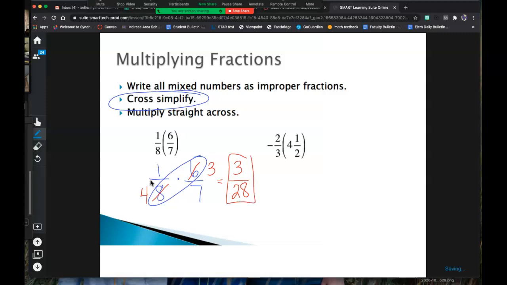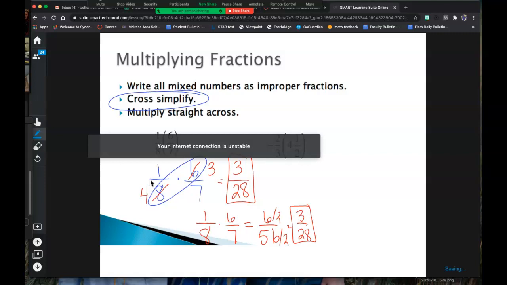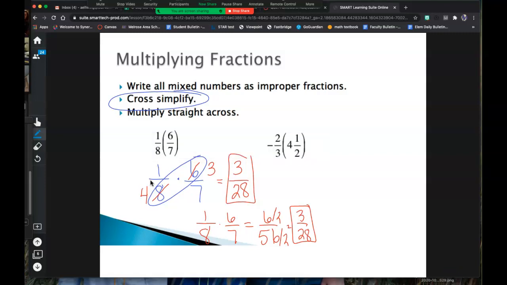Now some of you might say, I know I'm going to forget to do that. That's okay. If you had 1 over 8 times 6 over 7 and you forgot to simplify, you would have 6 over 56. Hopefully at that point you recognize, well, I can divide both 6 and 56 by 2, and you end up with 3 over 28. So either way, you end up with the same answer. I like to simplify at the beginning because it gives me smaller numbers.